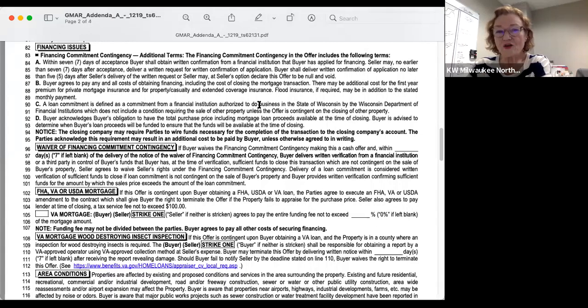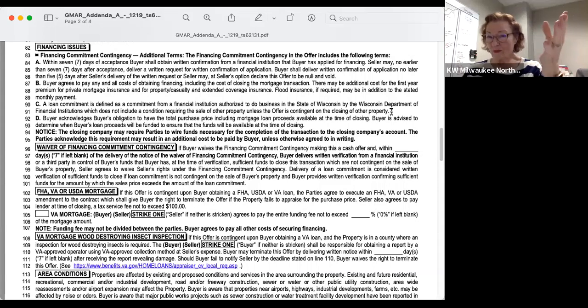There may be additional costs for the first year premiums for private mortgage insurance or property casualty or extended coverage insurance. Flood insurance may be added. Again, be aware, buyer, these things may be added to the cost of getting your loan. And this is another good point. A loan commitment is defined as a commitment from a financial institution authorized to do business in the state of Wisconsin by the Department of Financial Institutions, which does not include a condition regarding the sale of the property unless the offer is contingent on the closing of the property.